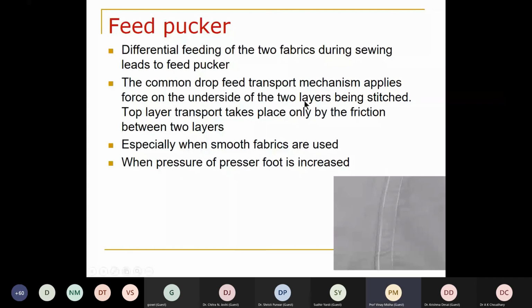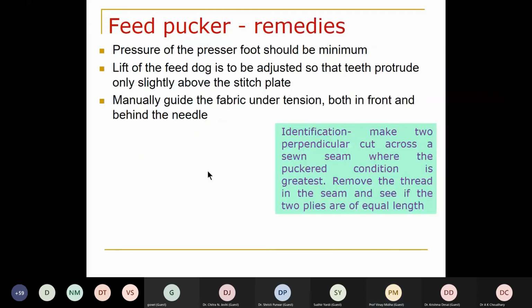So in case the fabric is very smooth and extensible, then in those cases we can apply those types of differential feeding systems and increase or decrease the feed. So this pucker may also be seen when the pressure of the pressure foot is increased. The pressure foot has to be adjusted at the lowest pressure. For increasing the gripping, if we increase the pressure of the pressure foot, then again the feed pucker problem may occur. The remedy is that the pressure of the pressure foot should be minimum.